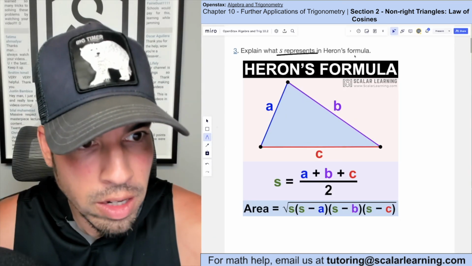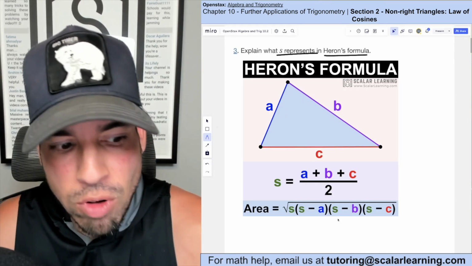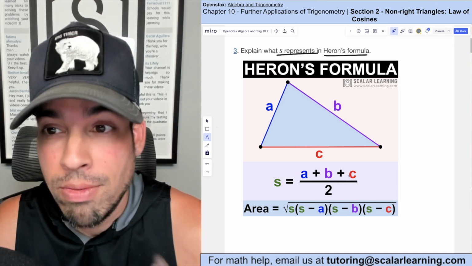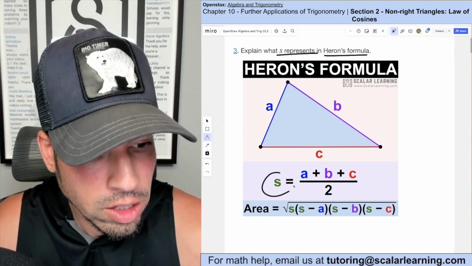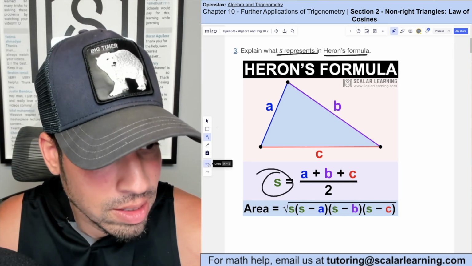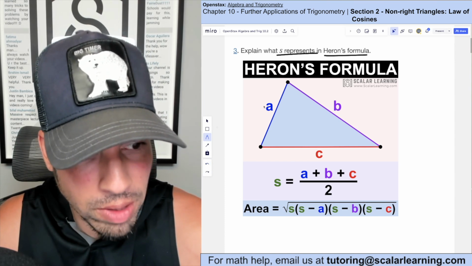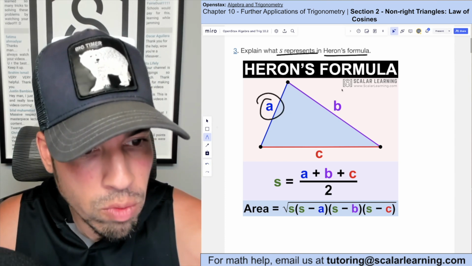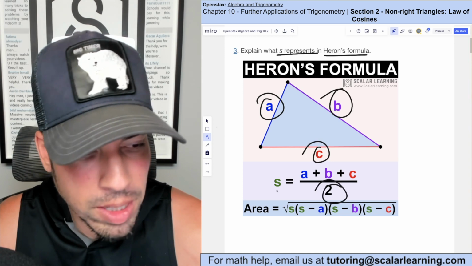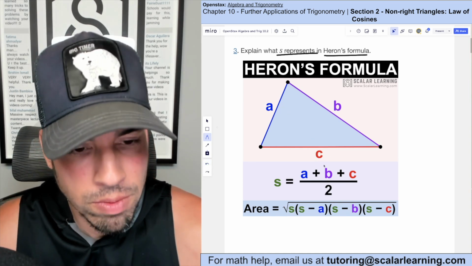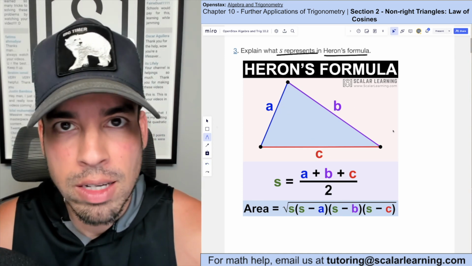Explain what S represents in Heron's formula. I brought up Heron's formula, a nice little infographic that you can use as well. Here's the S, and it explains exactly what it is. It's the semi-perimeter, a plus b plus c divided by 2. So it's basically half of the entire perimeter. That's what S is.